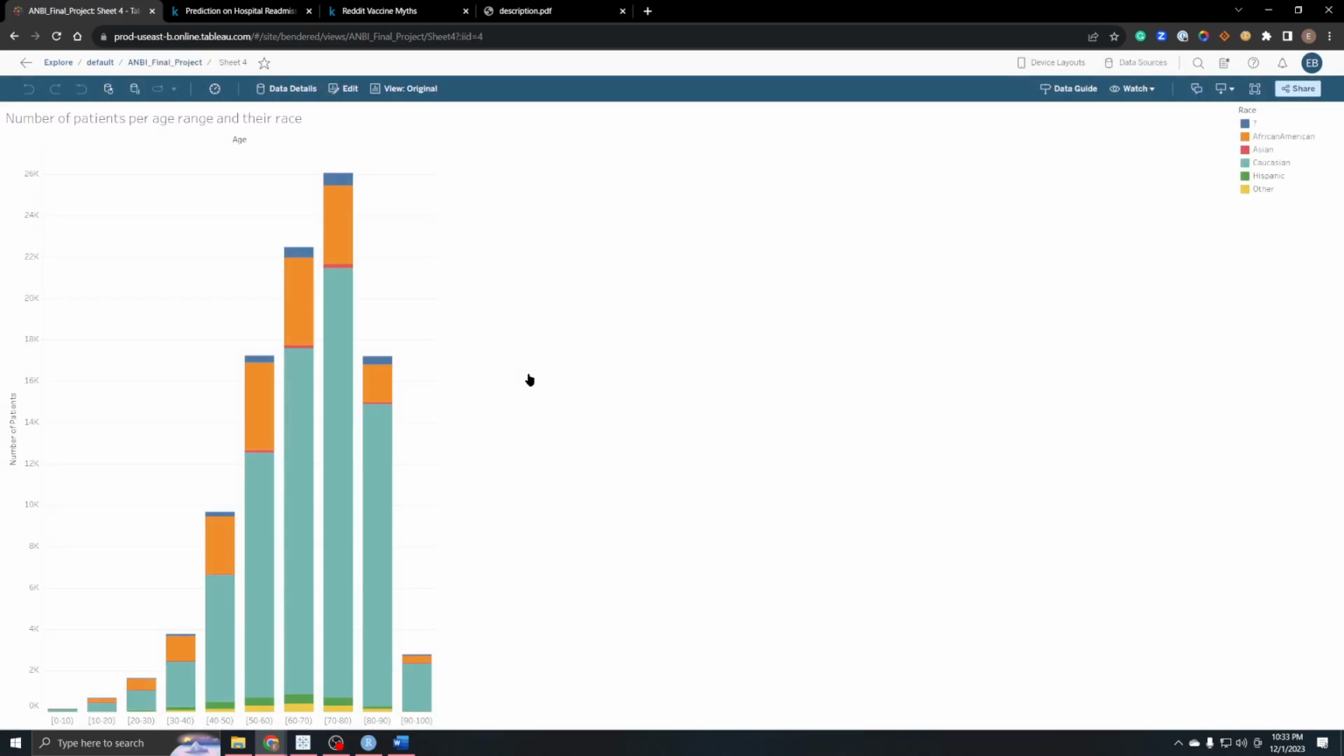Moving on to sheet 4. Here we are looking at the number of patients per age range in their race. I just found this interesting because I was curious to see which races actually struggle the most with diabetes. And as you can see here, it is obviously Caucasian.